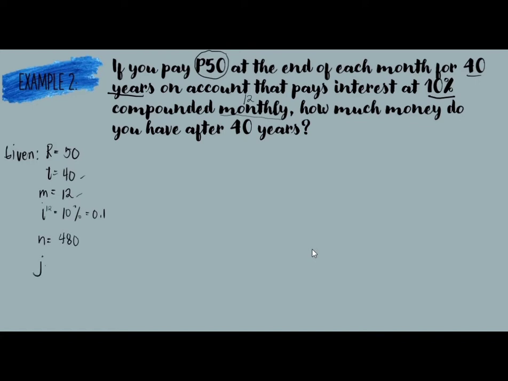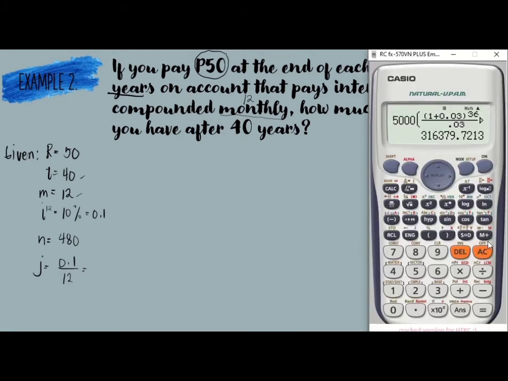Then, to compute for the j is 0.1 over m or yung conversion period na 12. So, kapag dinivide natin to, ang makukuha mong answer is 0.0083. Okay, so try natin. Okay, 0.1 divided by 12. So, ang makukuha natin is 0.008333. So, continuous yan. So, mahaba or maraming 3 yan.